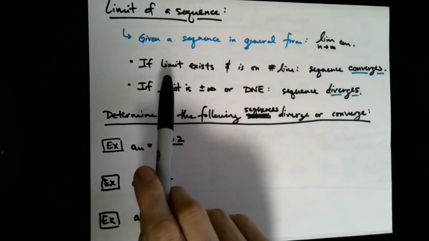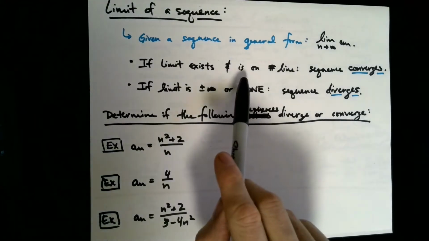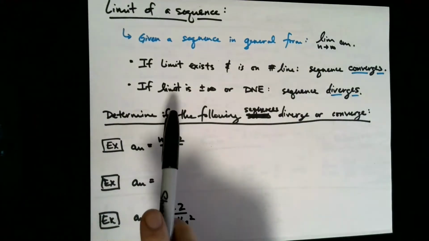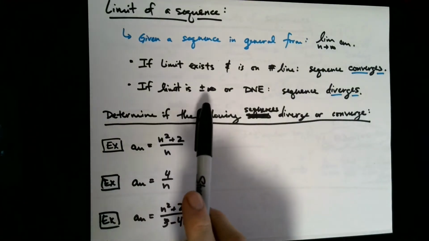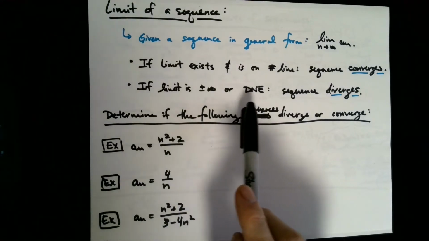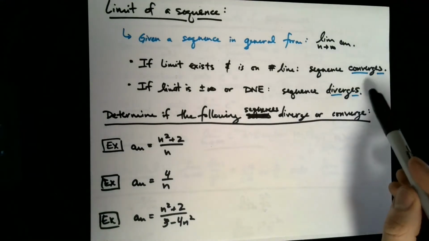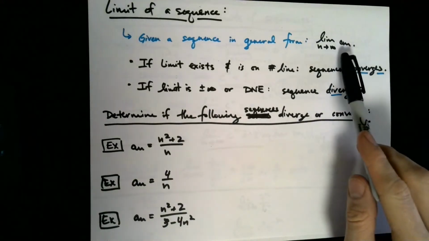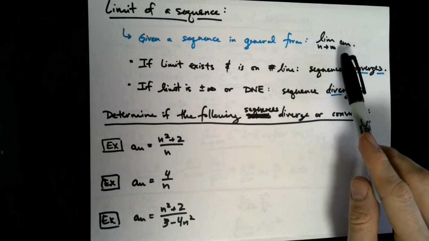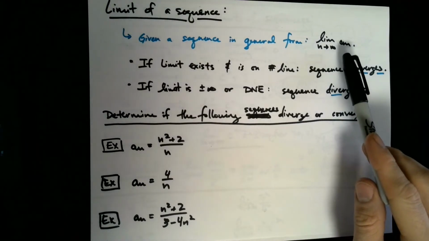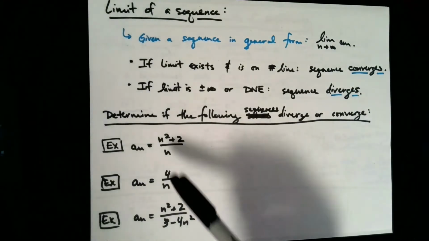When you evaluate a limit, the limit exists and you get a number on the number line, convergence. When you evaluate a limit and you get plus or minus infinity, or the limit doesn't exist, then you get divergence. So, with this in mind, convergence, divergence, and what the limit of a sequence is, essentially just letting n go to infinity and computing the limit, let's take a look at these three examples.